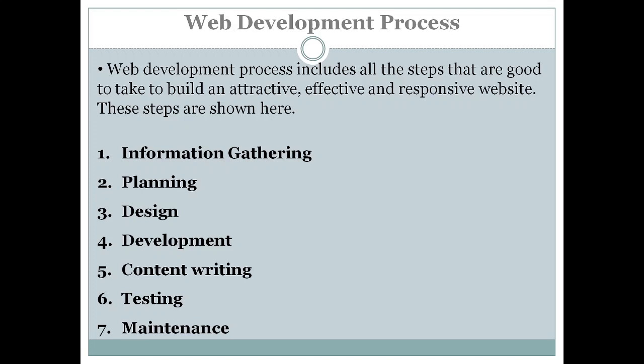Planning is after gathering sufficient information about the business. It is time for the creation of sitemaps and wireframes. A sitemap is made with the information collected in the first stage. The primary motive of a sitemap is to make the website user friendly and create a structure of the website.